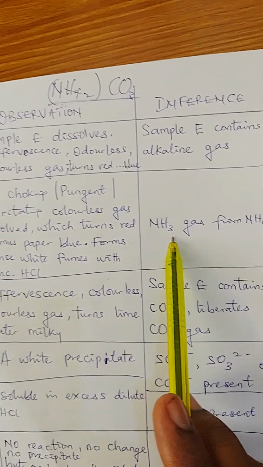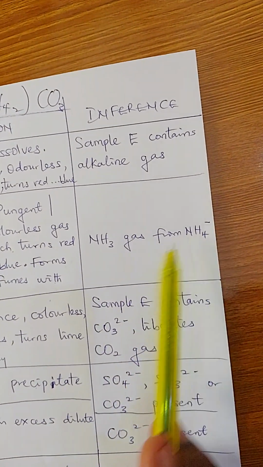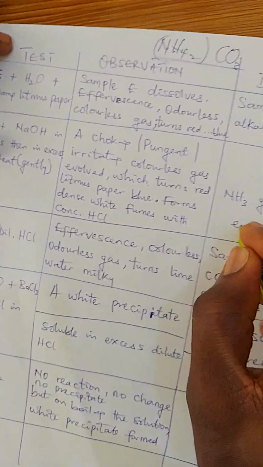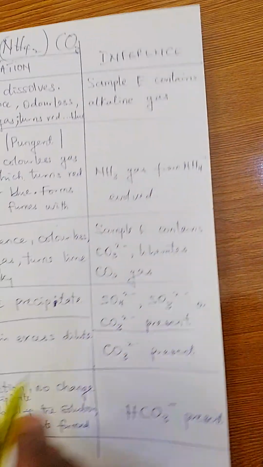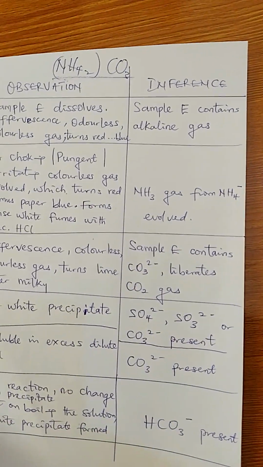And what does that mean? It means ammonia gas from ammonium ion was evolved. You can say evolved if you would like to use that. All right, evolved. That means ammonia gas was evolved from ammonium ion.